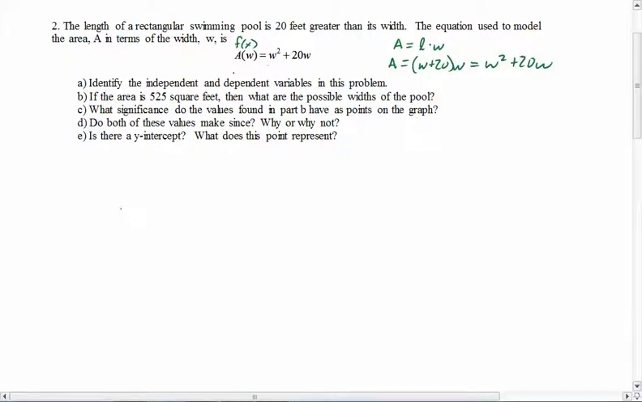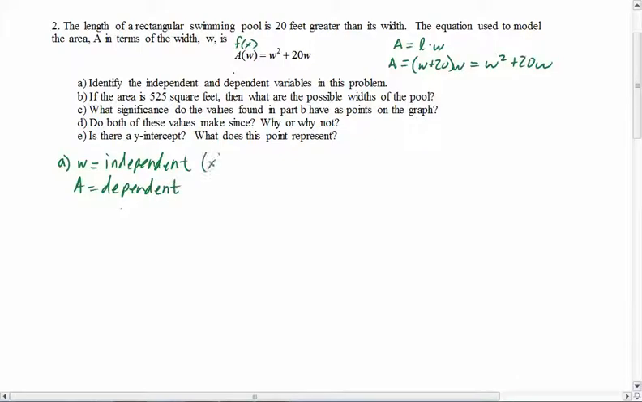You've got the equation. Letter A asks us to identify the independent and dependent variables in the problem. All right, well, what depends on what? Well, hopefully you recognize that the area depends on the width. As the width changes, that will affect what our area is. So I'm just going to go down here. I'm going to say width equals independent and A equals dependent.